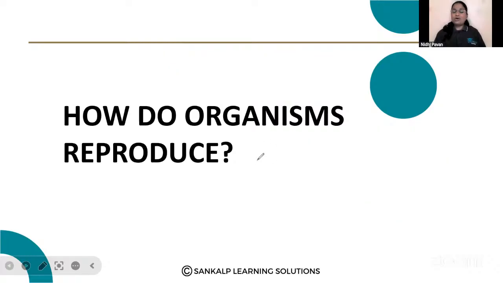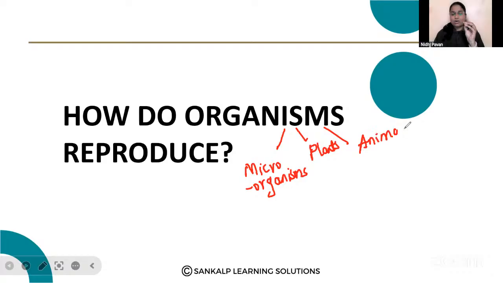So how do organisms reproduce? When we say organisms, here it is not only concerned with human beings. It is concerned with microorganisms also. Usually microorganisms, we saw unicellular organisms, right? It is concerned with plants also. It is concerned with animals, or we can say human beings also. So in all of these we are going to see how organisms reproduce. Now let us begin.